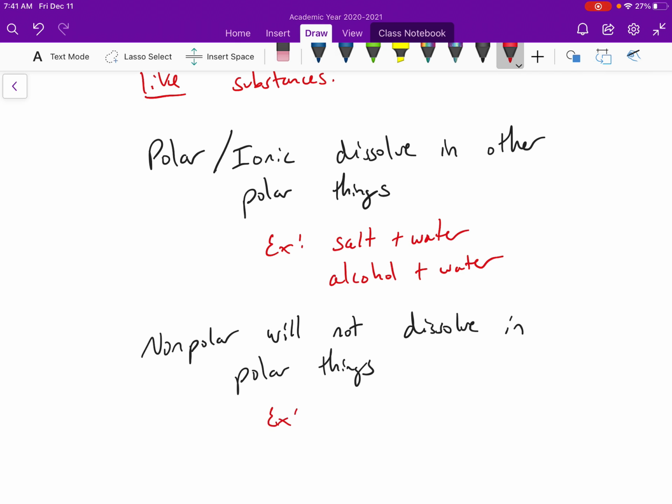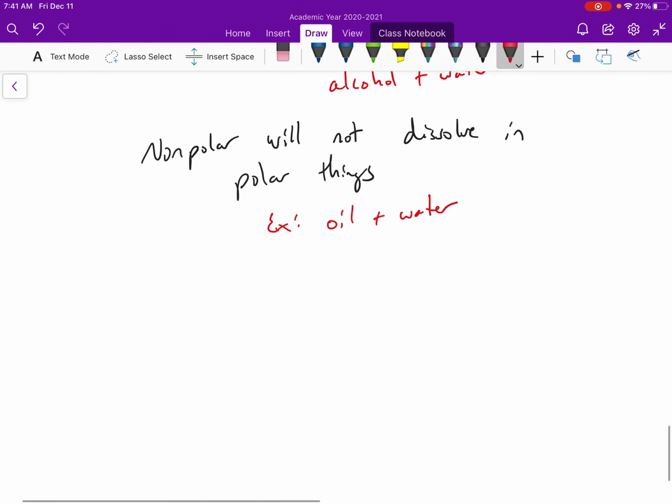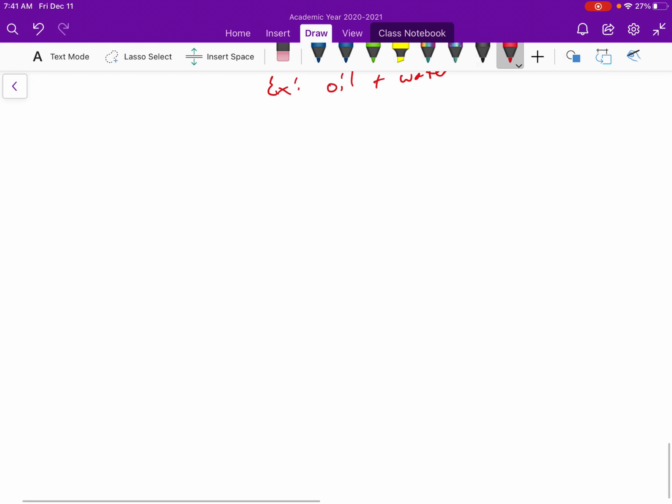So this would be like oil and water. As you probably know, those things don't mix. Or you could think of nail polish. You put nail polish on, you can try to wash it off all you want, but the water won't take it away. What takes it away? Nail polish remover, because that is a non-polar solvent, right? The acetone will actually dissolve the nail polish. Okay? So that's kind of the general rule.